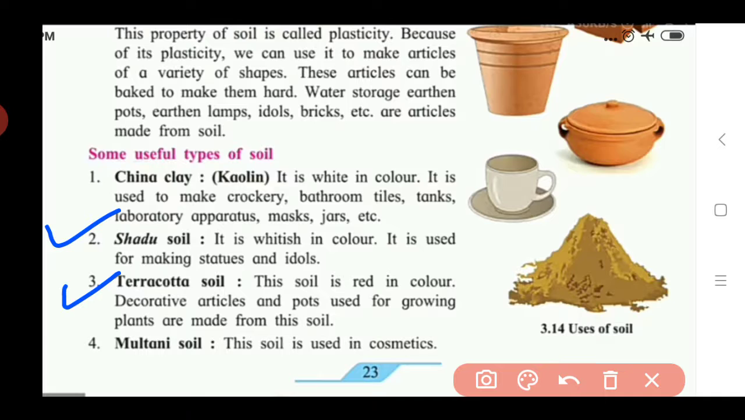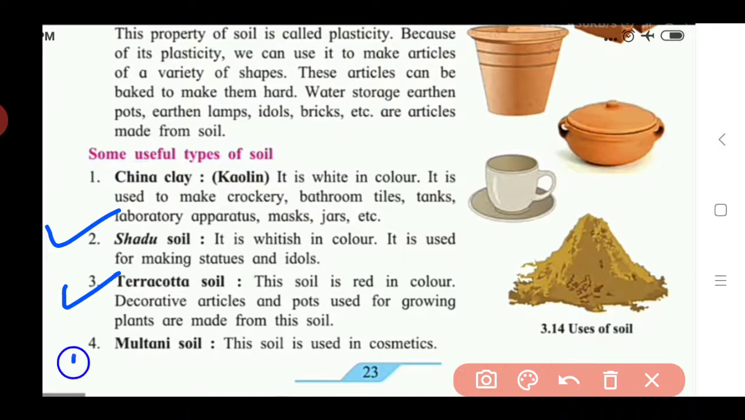It is which in color? Red. And if you see the articles, that is earthen pot, which is used for growing plants, and some other decorative articles, that is statues, some various articles for decorating our homes. So these articles are made from these soils.